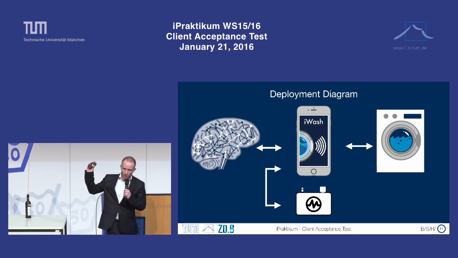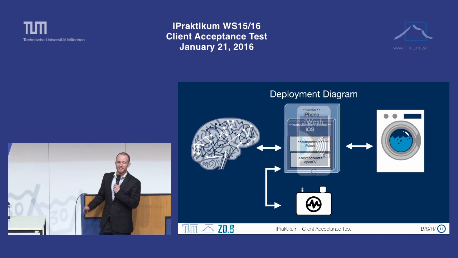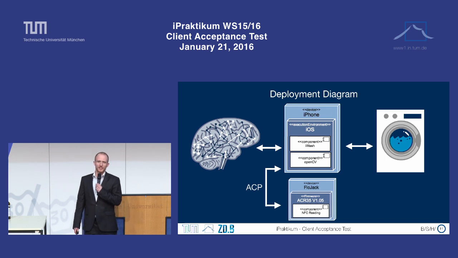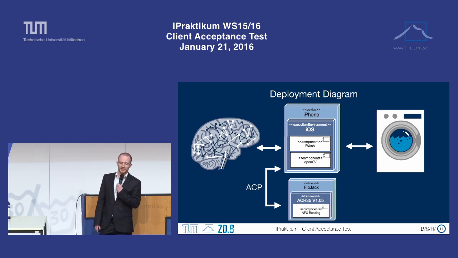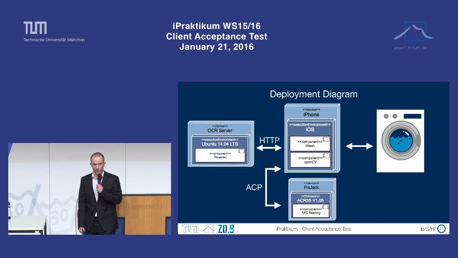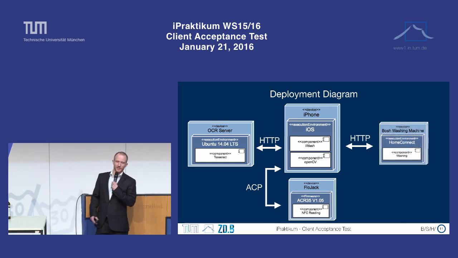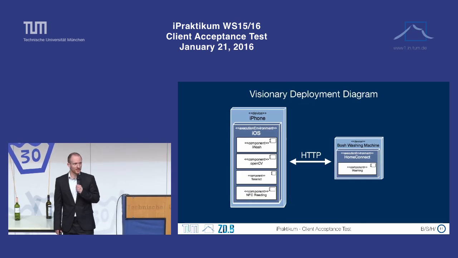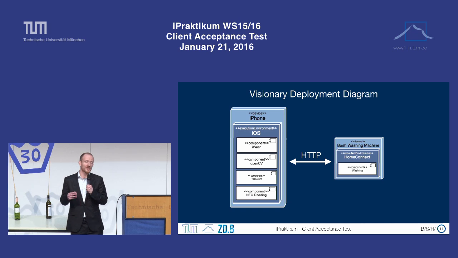So, in a nutshell, these are the components that bring iWash to life. We have the iPhone that runs the iWash application, as well as OpenCV for the pre-processing. Then there's our NFC reader, which we use to uniquely identify each clothing item. It communicates via the audio jack of the iPhone. Next, there's our web server running Tesseract for the recognition of the laundry symbols. And of course, last but not least, there's our washing machine, to which we send all the gathered information via HTTP.